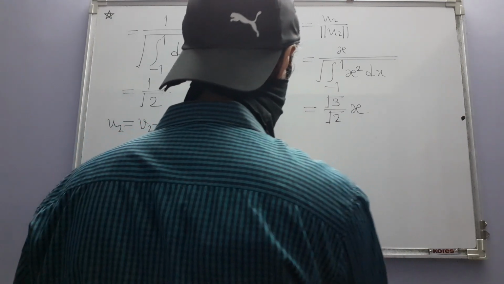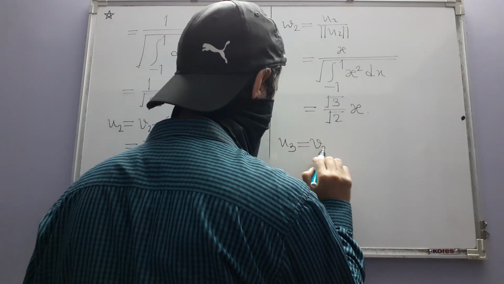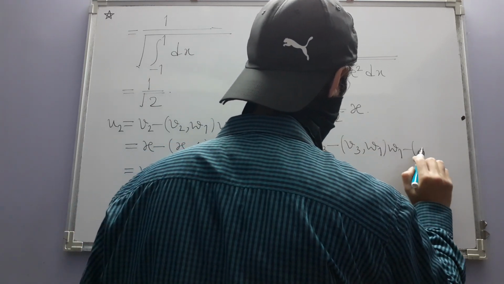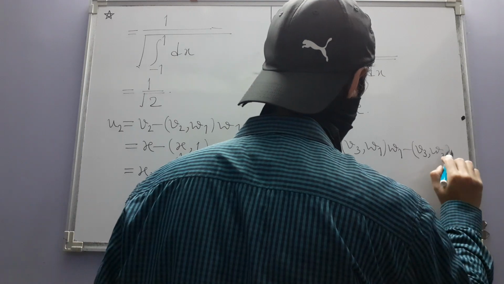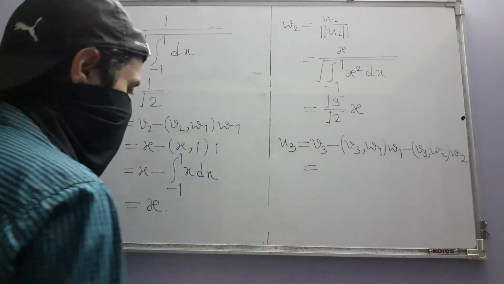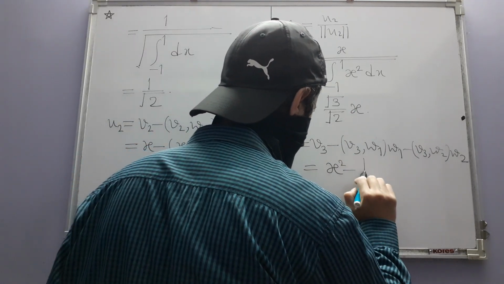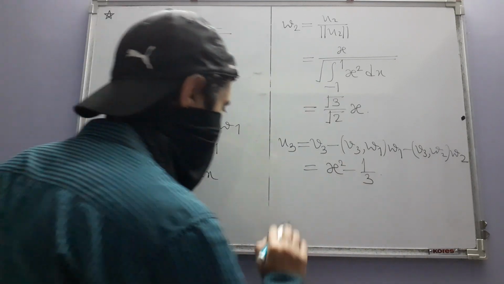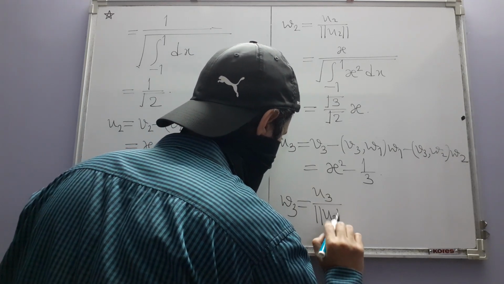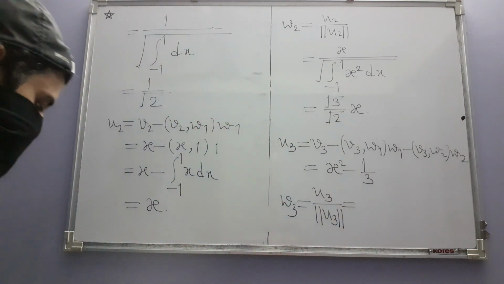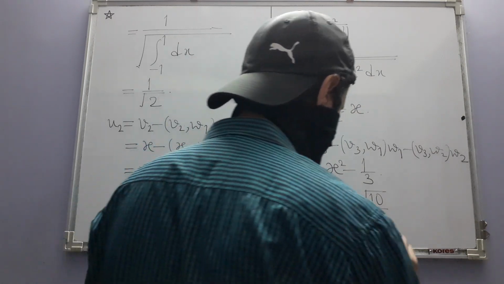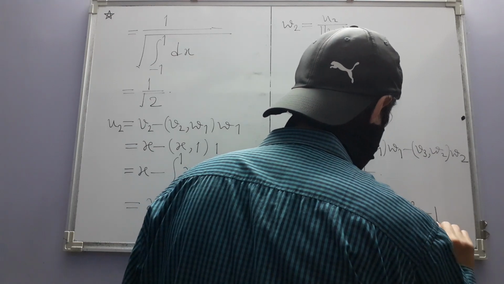And similarly, if one calculates U3, then it turns out to be x square minus 1 over 3, and calculating W3, you will say it will keep on getting complicated, but if you go through the full process, you will see that it turns out to be this.